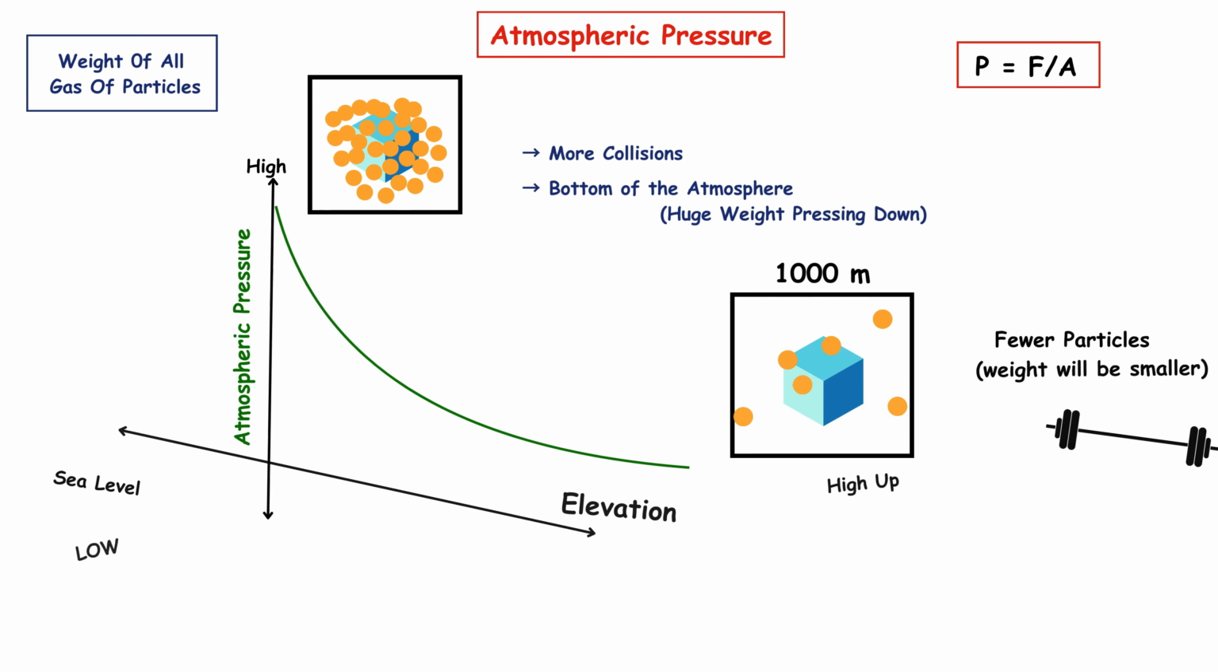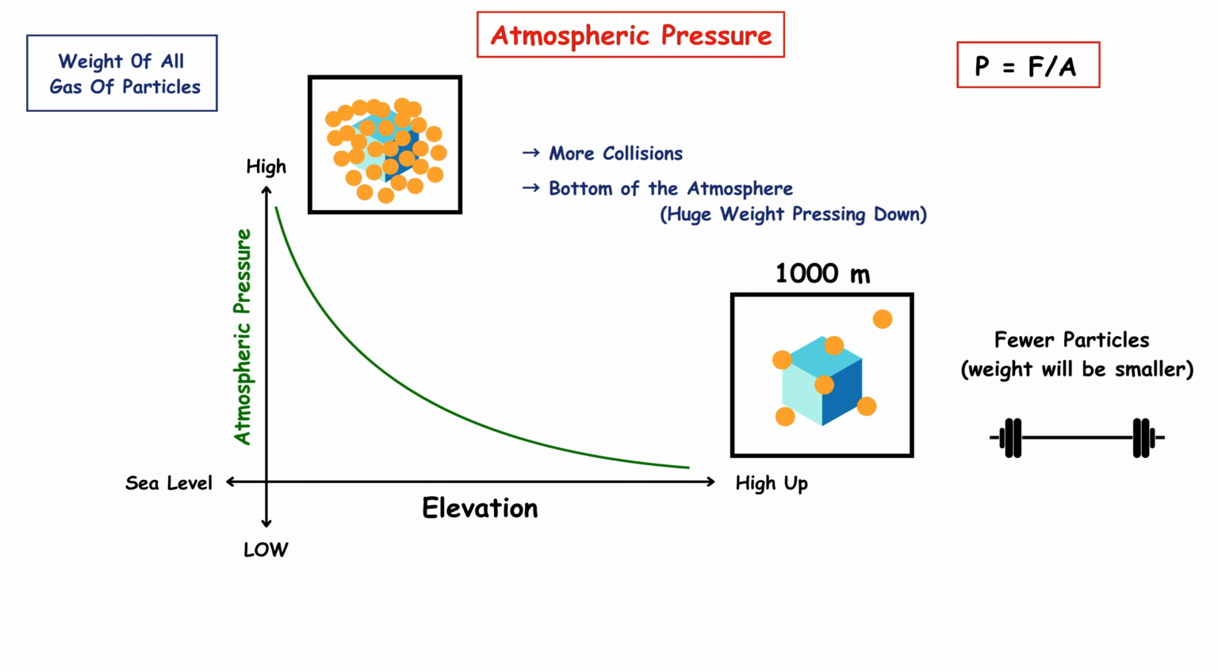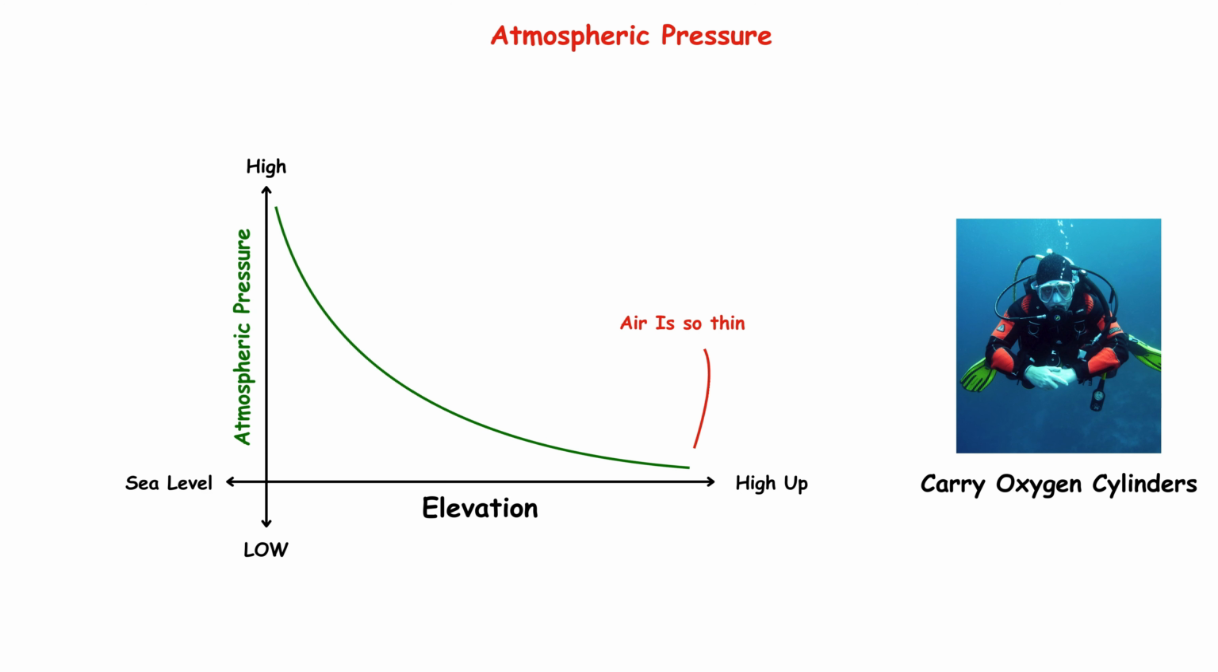In this video, we are exploring the concept of atmospheric pressure and examining why it behaves the way it does with changes in elevation. One of the major reasons why atmospheric pressure decreases with height is directly linked to the reduction in the number of gas particles as you ascend. To better understand this, imagine plotting a graph that shows how atmospheric pressure varies with height above sea level.